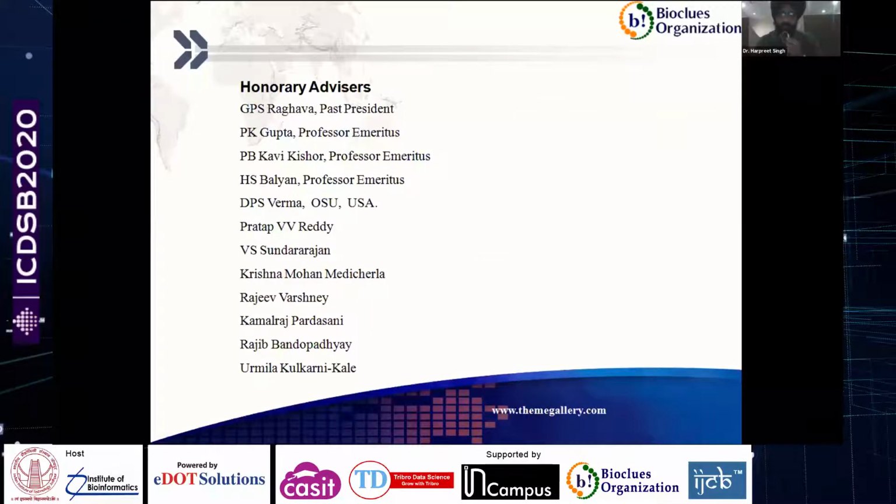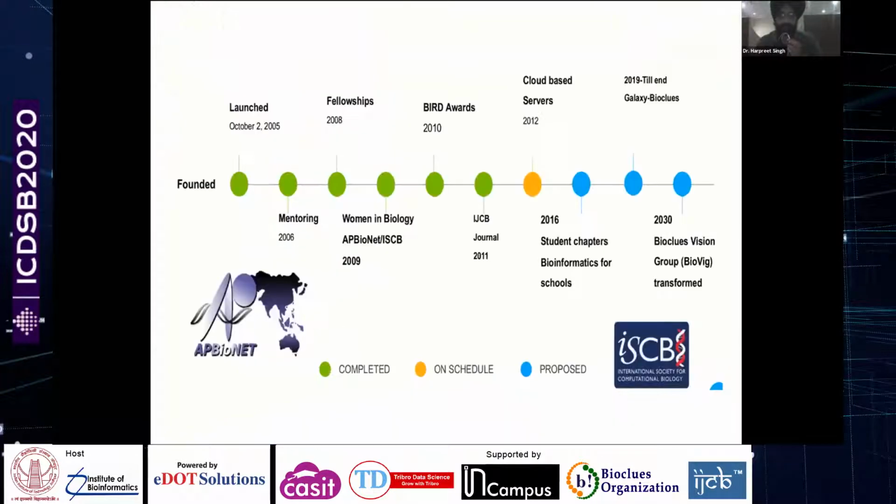We also have honorary advisors, great scientists who need no recognition: GPS Raghava, PK Gupta, Kavi Kishore, HS Balian, DPS Verma, and many others. So this is a journey we launched in 2005. We started mentoring students in 2006. We started offering fellowships to needy students in 2008. We started a women in biology chair so that the women scientists of the country cannot be left behind. We also got affiliation with AP Bionet and ISCB.